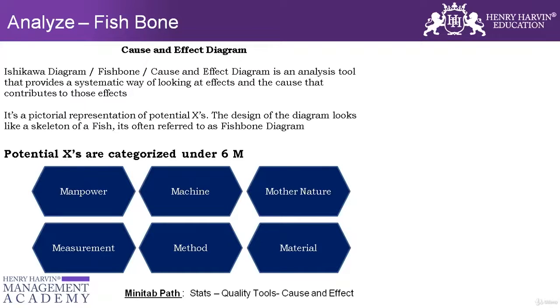Likewise, we are currently in the COVID era, so it's mother nature. Month ends, year ends, quarter ends, these are mother nature. Any measurement issue that we have comes under measurement. Method: any sort of process gap that you find comes under method. And material is anything related to materials. It is not mandatory to use all these 6 M's. You can use either 3 or 4 depending upon the causes that we have identified. So these are the industry standard 6 M's that are agreed upon for preparing a fishbone.